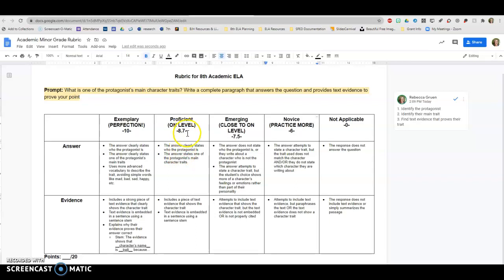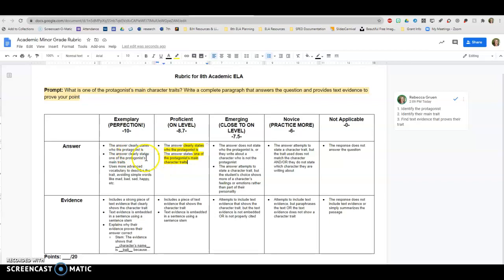So if I want to be on level, my answer needs to clearly state who the protagonist is, so I must do that. And then it needs to state one of the protagonist's main character traits. Okay, so those are the two things I have to do to get proficient for my answer. But what if I want to get exemplary?